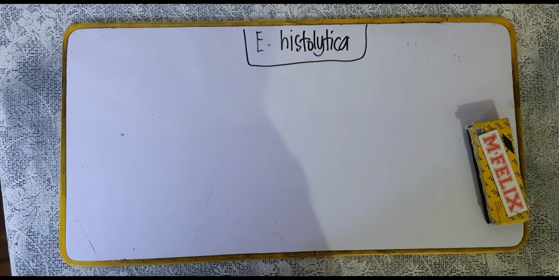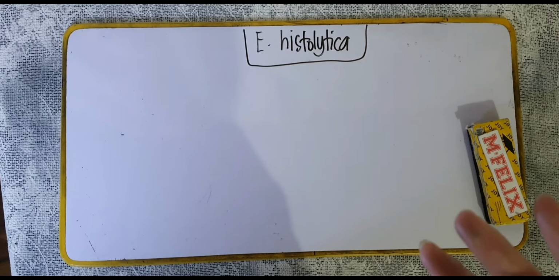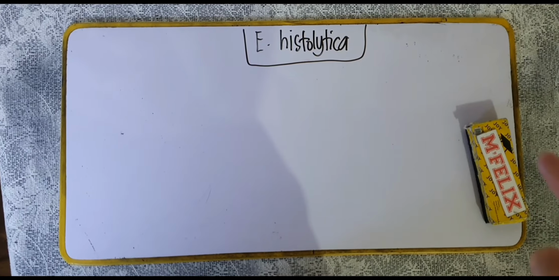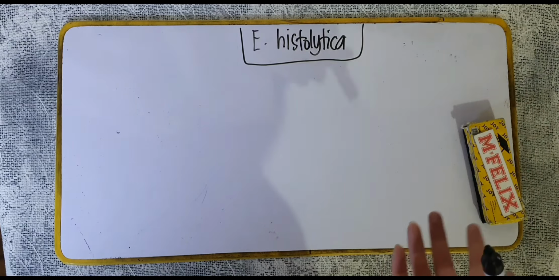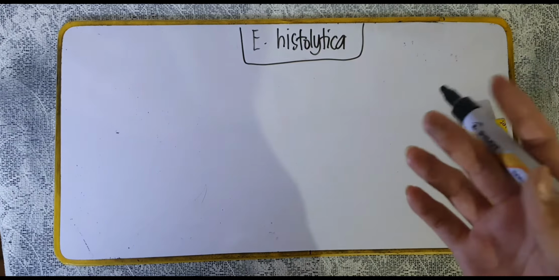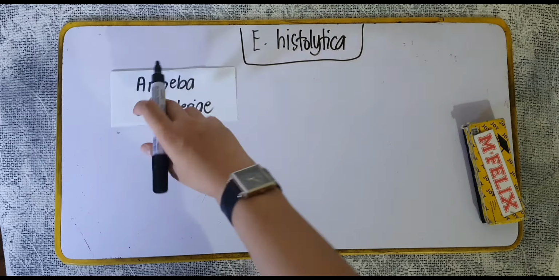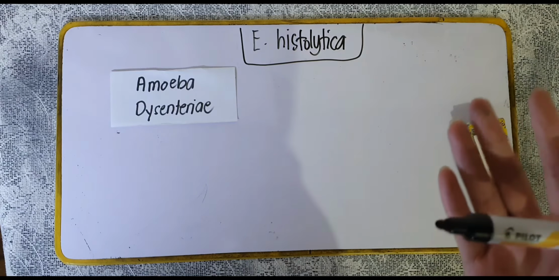Now, of all the amoebas, of all the amoeba that I mentioned, your Entamoeba histolytica is considered the most pathogenic to man. It is said to be the causative agent of amoebic dysentery, or in the book, amoeba dysentery.